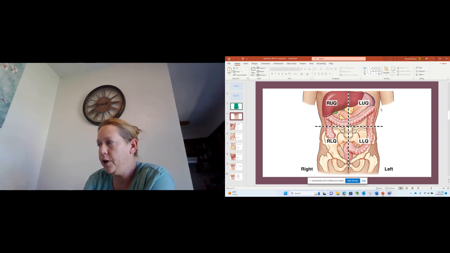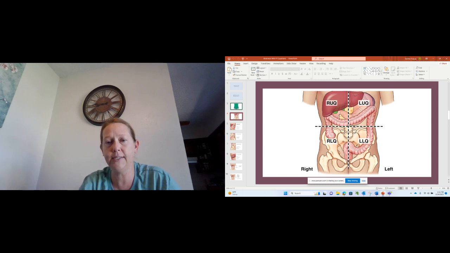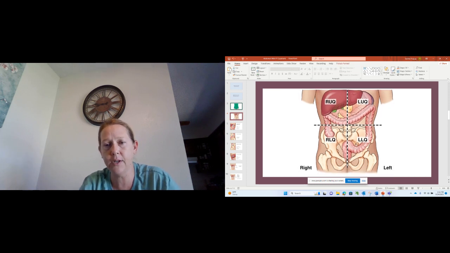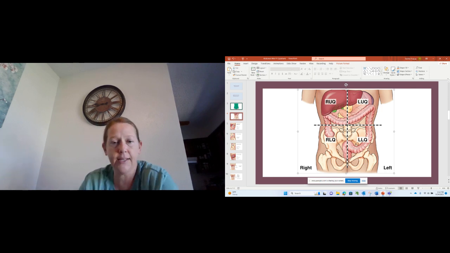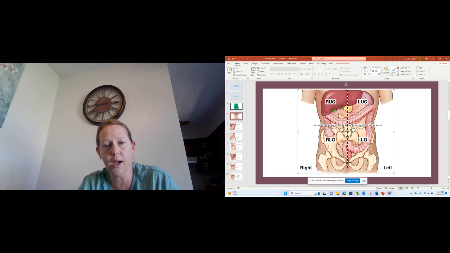In the left lower quadrant, we have, I just moved the picture, the descending colon, the sigmoid colon, and 2/3 of the jejunum. Now, the jejunum is the part of the small intestine that comes off the top, and it's in here. You just can't see it in the picture. So I should preface this by saying that the colon goes up, over, and down. That's the movement of poo through the large intestine.